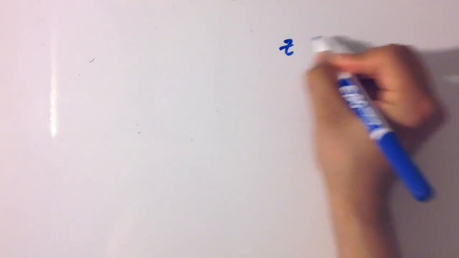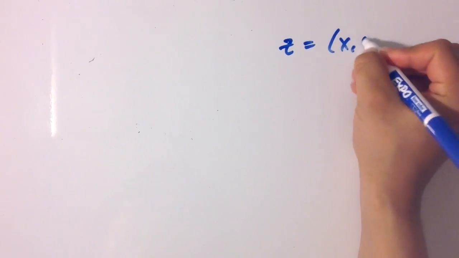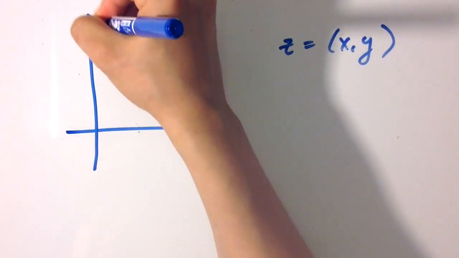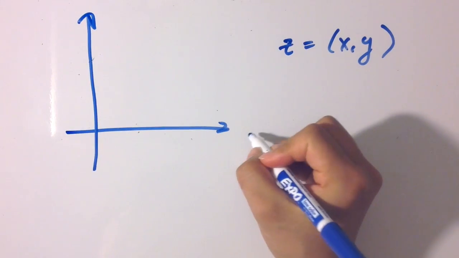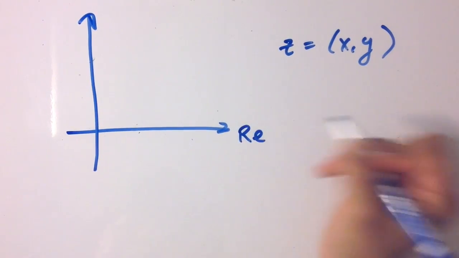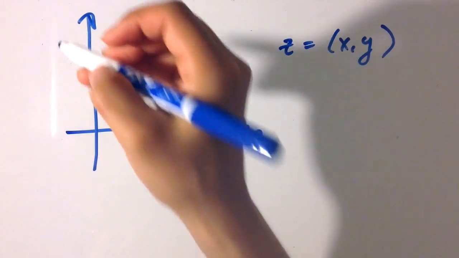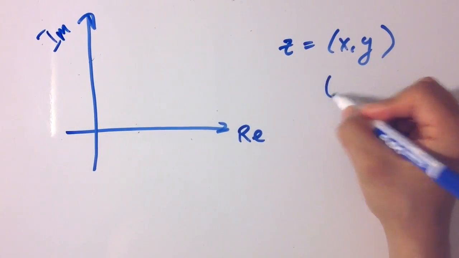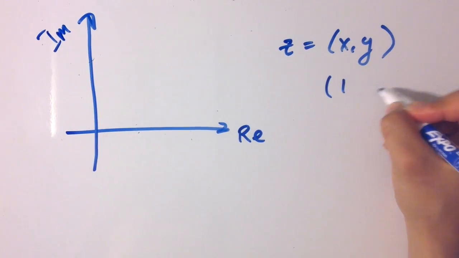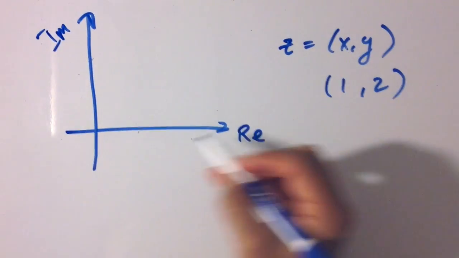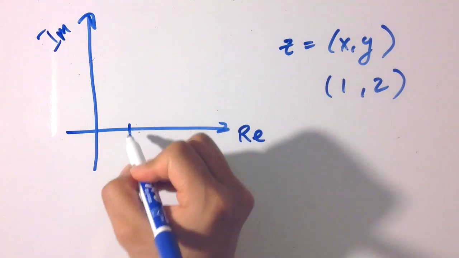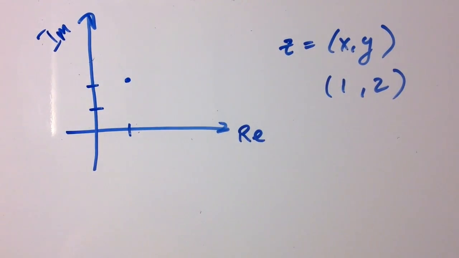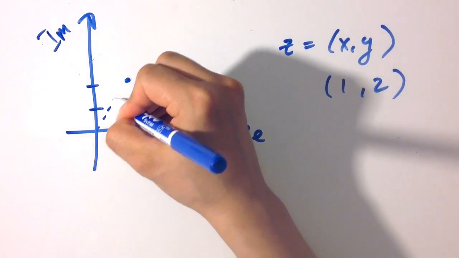Complex numbers can be represented as coordinate pairs. That means we can plot them. Usually the horizontal axis represents the real part and the vertical axis represents the imaginary part. So if we were given the complex number 1, 2, it would map to 1 for the real part and 2 for the imaginary part. We can think of it as a vector.